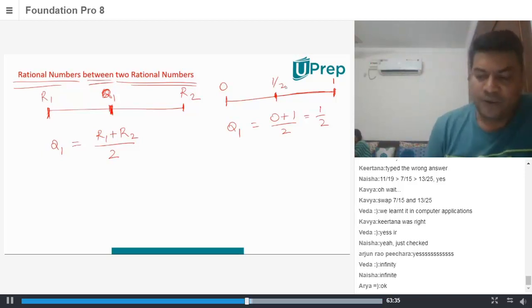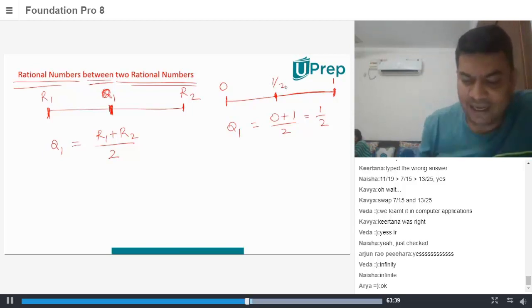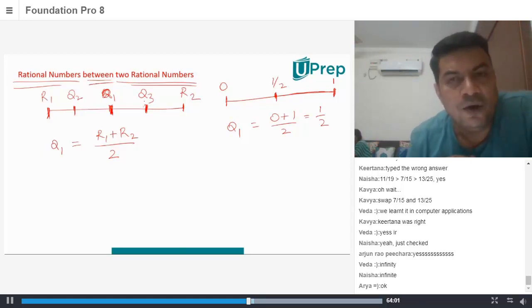Okay. So now if I want more rational numbers, one is I can take a rational number between Q1 and R2, which is a mean I can calculate here. I can also calculate another rational number between R1 and Q1. I can do this or I can do that. So let's assume I want to do this, and let me call it Q2 here, and let me call this Q3 here. I'm just naming them. Don't worry.